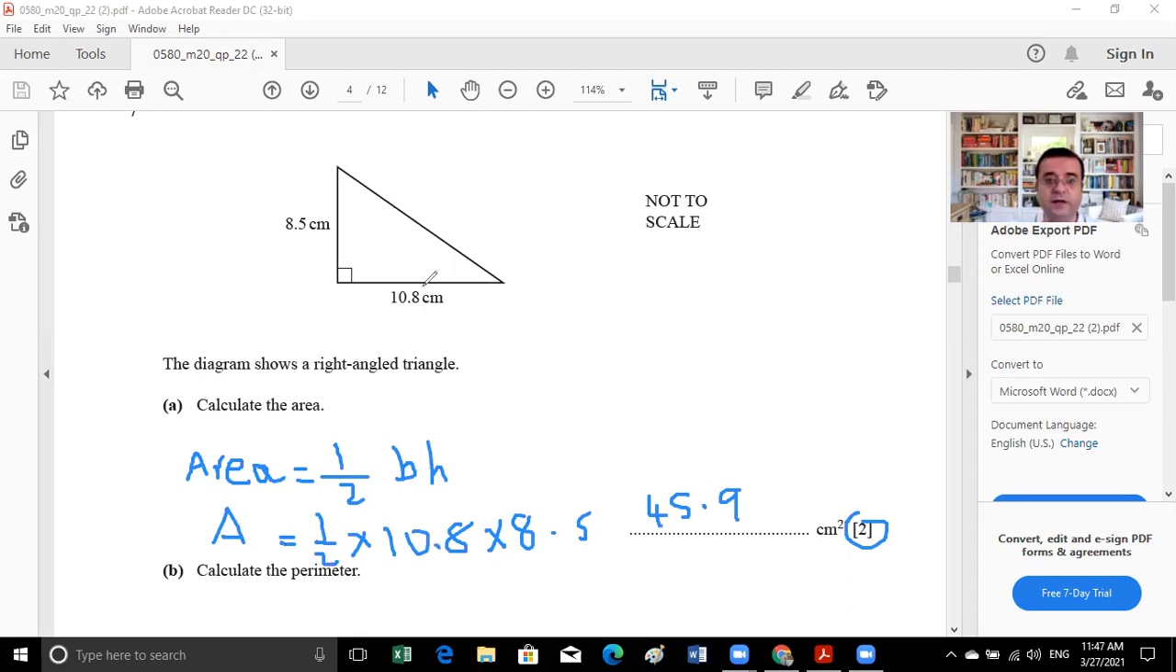And remember, be careful with the units. Sometimes they give you in millimeter, sometimes they give you in meter. Be careful with the units. And be careful with this unit here, okay? Make sure the units are the same.